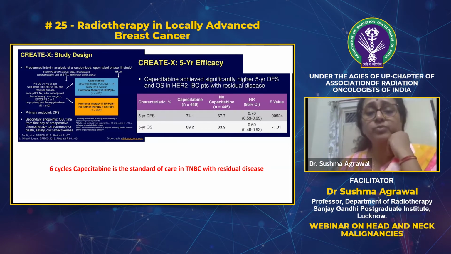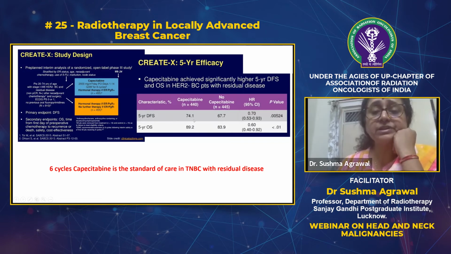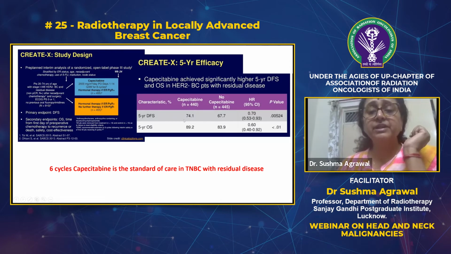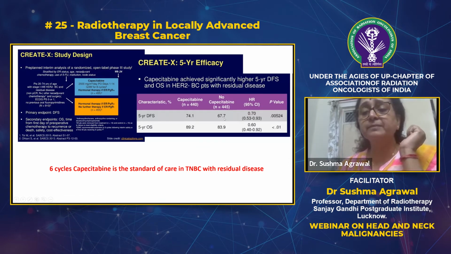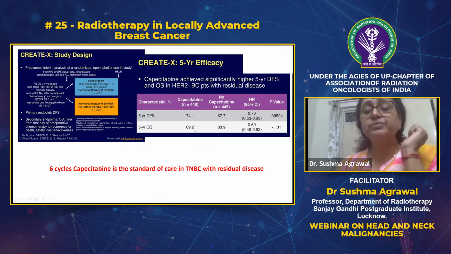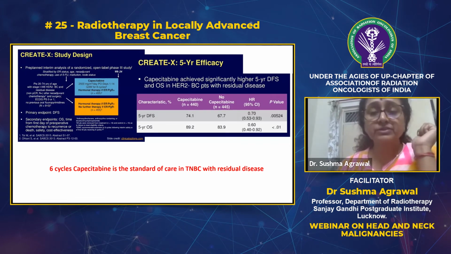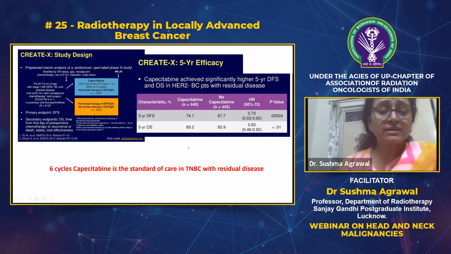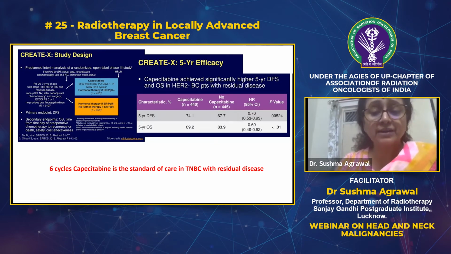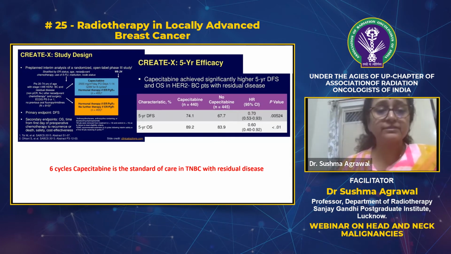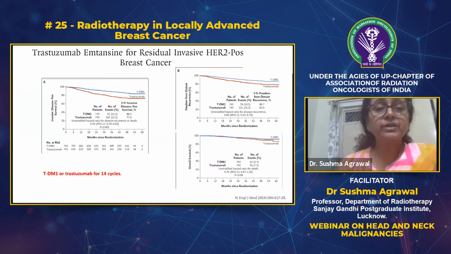So what they found was in patients who received capecitabine, the 5-year disease-free survival improved by about 7%, that is 74% versus 68%. And the OS also improved by 6%, which is a big gain for advanced tumors. So 6 cycles of capecitabine is the standard of care in TNBC with residual disease.